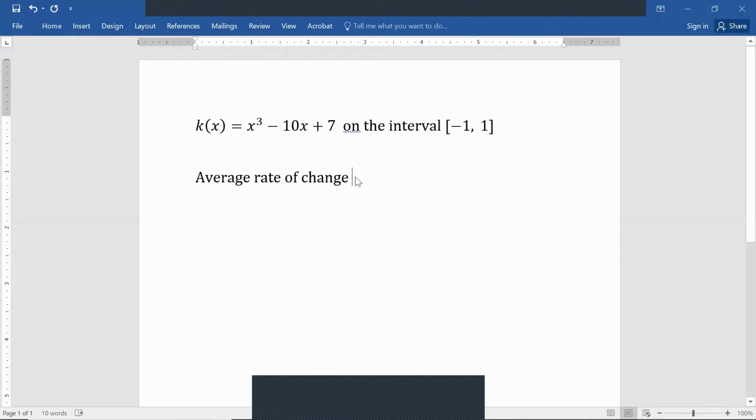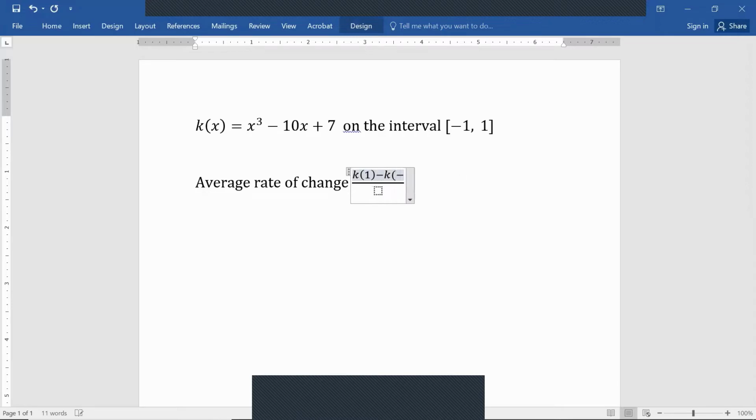So we want to find the average rate of change. That's going to be the difference in y values. Let's plug 1 into the function k and then subtract what we get when we plug -1 into the function k. The denominator in the average rate of change is going to be 1 minus -1.